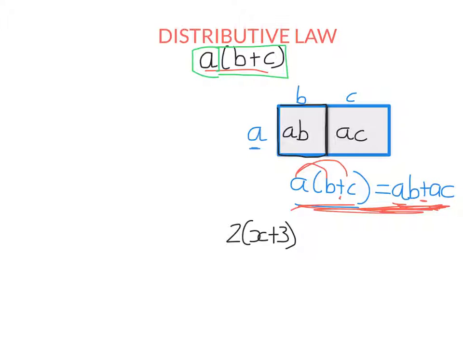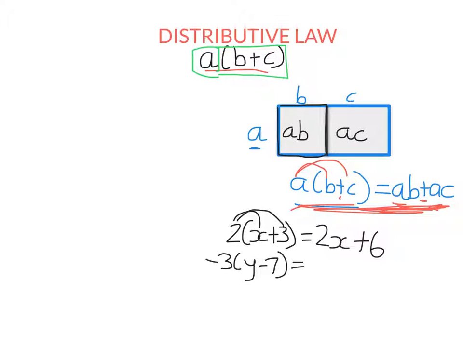So if we have something like this, 2 outside of x plus 3, you distribute the 2 to the first thing in the brackets and to the second thing in the brackets. Sometimes people forget that. Please don't. It's not 2x plus 3, it's 2x plus 6.